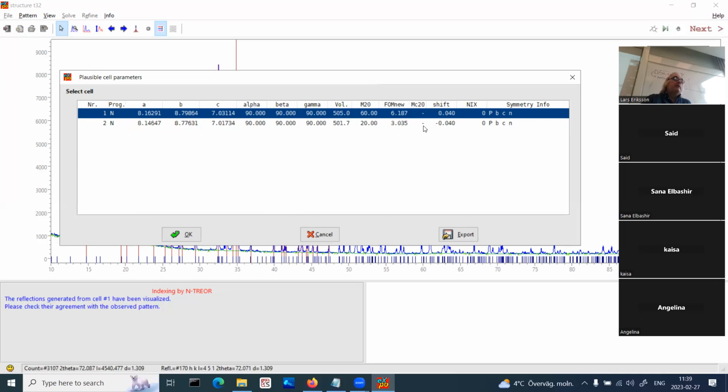So I would say if these would be two different cells, now we see that it's the same cell, and the difference is only due to a zero shift, two different zero shifts. And I suppose that choosing any one of these we would end up in the same unit cell afterwards, in the refinement. But take the one with the highest M20 value, unless you have a reason to decide otherwise.